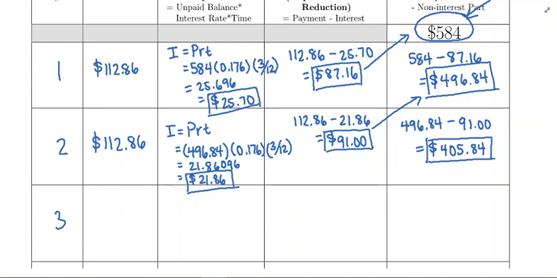So now you're going to have to wait another quarter before making the third payment. So when it's time to make the third payment, you make it. That payment is $112.86. So how does this third payment work as far as paying off your debt here?